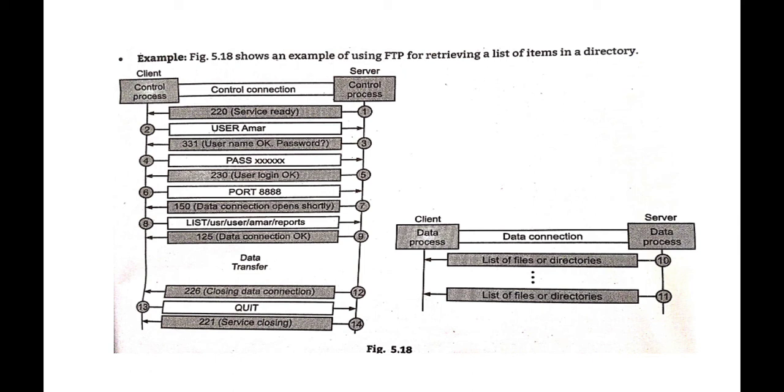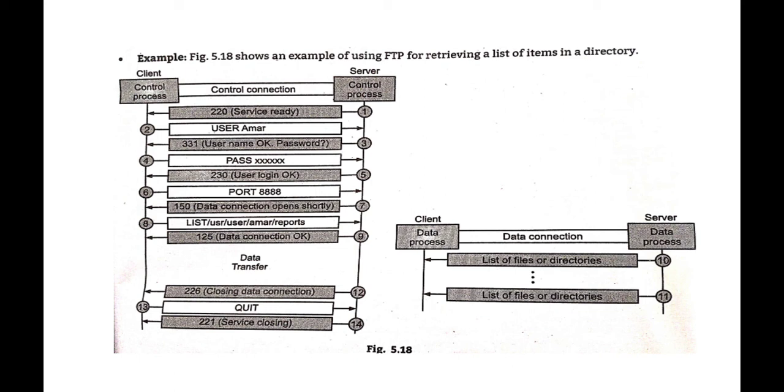Okay, then step number 8, what happened here? Here the client sends a LIST message. A list of the directory: I want this data, I want this pattern of information files. So here we can say that the client sends the LIST message. Then what happened in step number 9? The server responds with a 125 and opens the data connection.